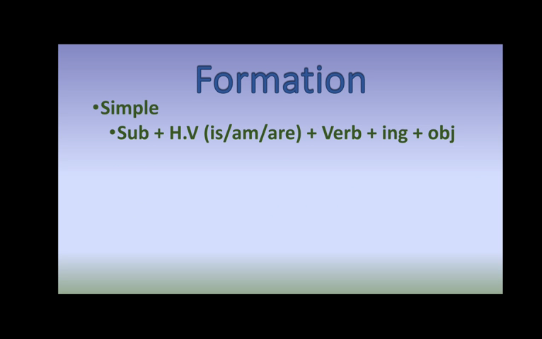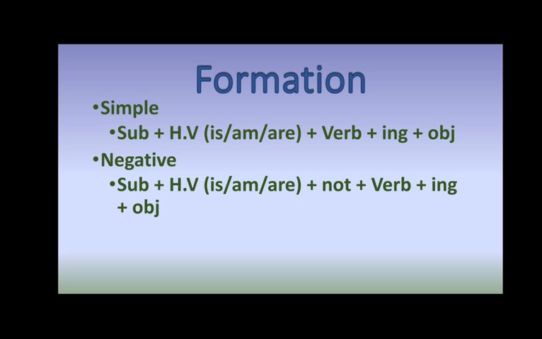Okay, let's have a look at the formation altogether. Simple: subject plus helping verb is, am, are according to the situation of the subject, then verb plus ing, and in the last, object. Negative: subject plus helping verb is, am, are plus not in between helping verb and the main verb plus ing and object. Interrogative: helping verb is, am, are. Helping verb will come first in interrogative, then subject, then verb plus ing plus object.